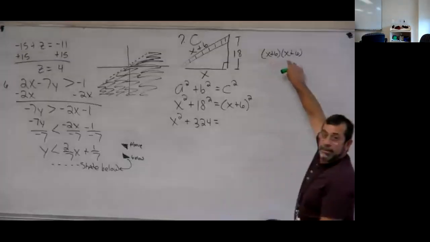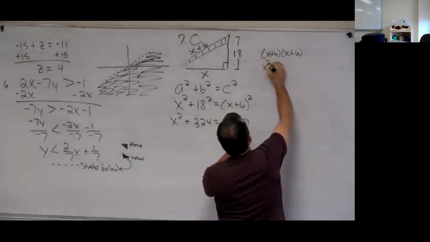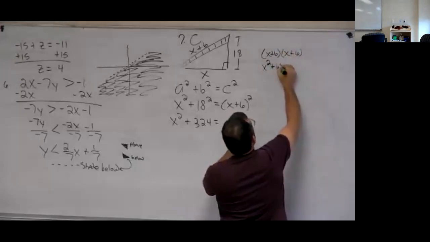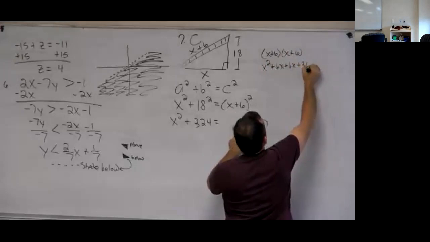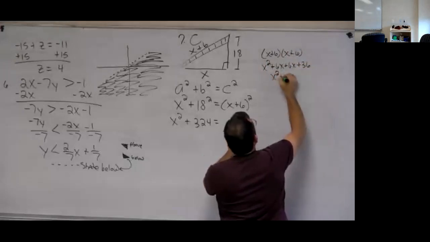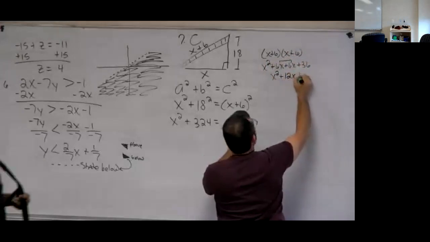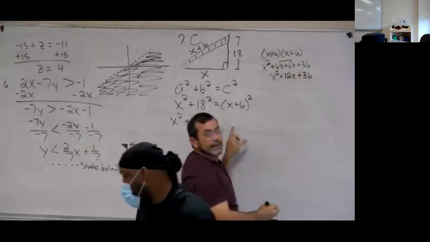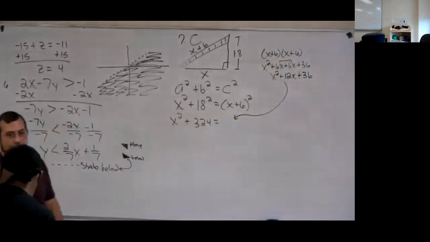So I'm going to expand the x plus 6 so I can finish this part. So you get an x squared, 6x, plus 6x, plus 36. I'm just going to add my like terms in the middle. So I get a 12x and then my 36. I'm going to bring that down and stick it on that right side.